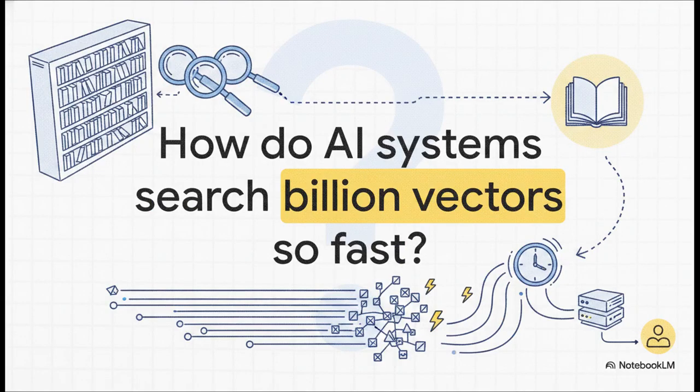Okay, let's dive into this. How do AI systems search a billion data points in milliseconds? Seriously, imagine having to flip through every single book in the world's largest library just to find one specific quote. Finding similar AI embeddings at scale is a massive computational bottleneck. Without highly specialized infrastructure, fetching a single result could literally take days of raw processing power. Yet today's applications do it instantly.